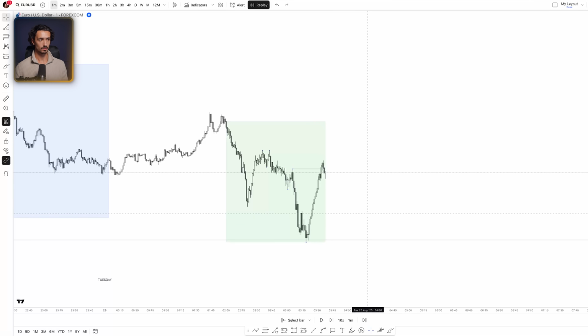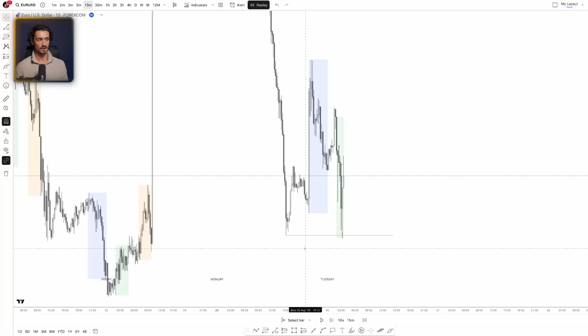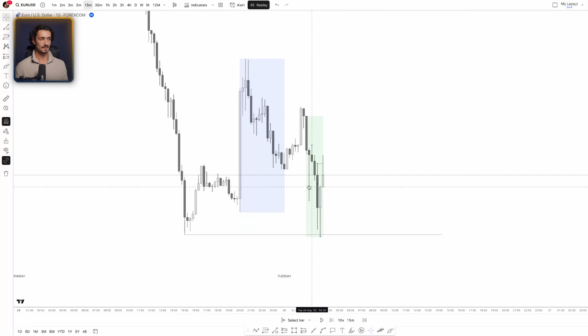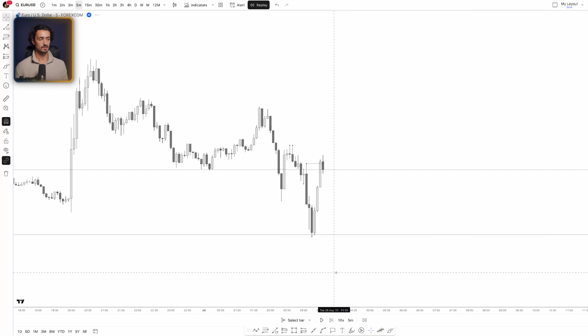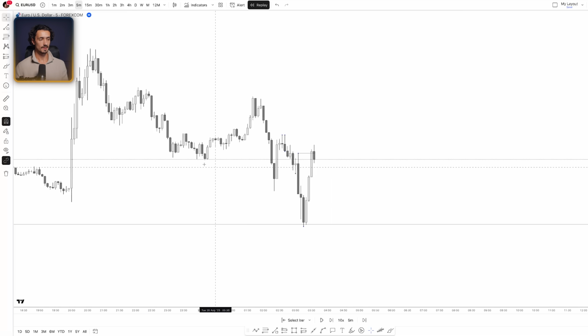We have shifted this level. Now I need to look for an area of interest. What I usually do is go to a 15 or a 5-minute time frame. So on the 15-minute time frame, it's a little bit of a large area. So I'll drop down to the 5-minute time frame. On the 5-minute time frame, it's much cleaner.